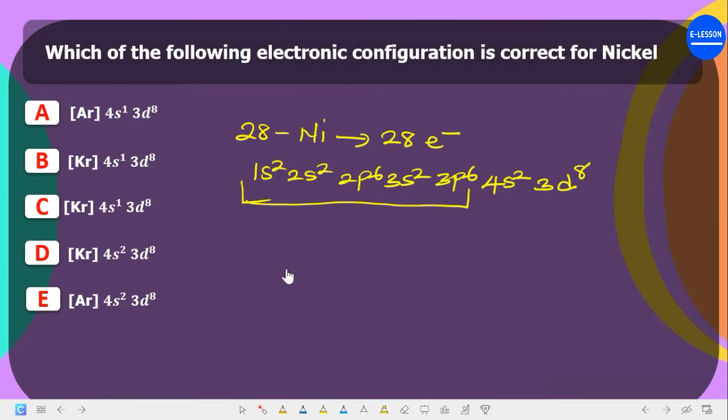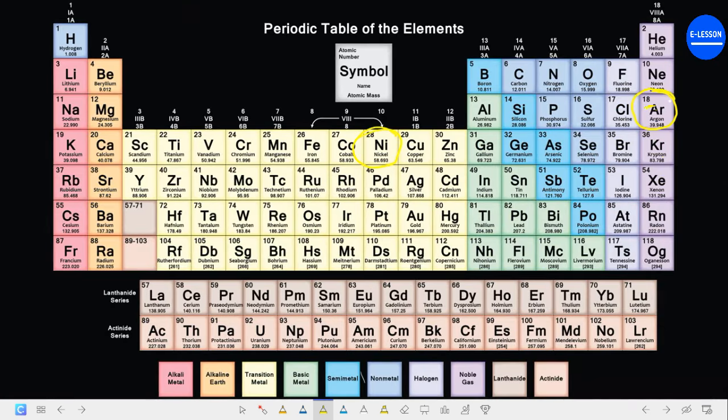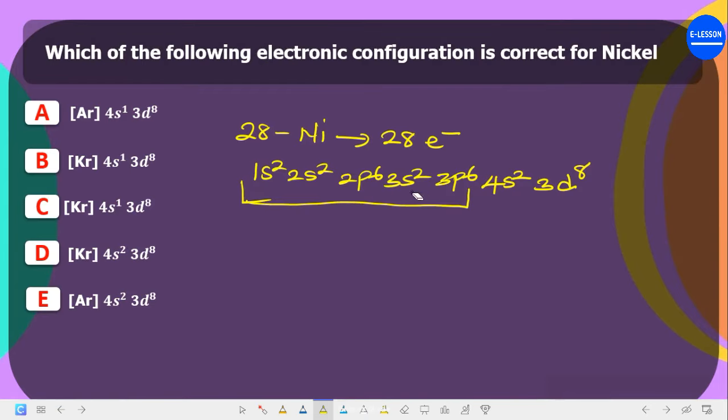So how many electrons does argon have? Argon has 18 electrons. You come here and count 18, which is 2 plus 2, 4, 10, 12, 18. So from here down is the electronic configuration of argon, and then you have 4s2 and 3d8. So your correct answer is argon 4s2 3d8, and that makes option E the correct answer to that question. Now let's look at the next.